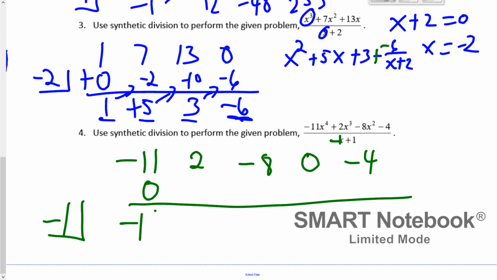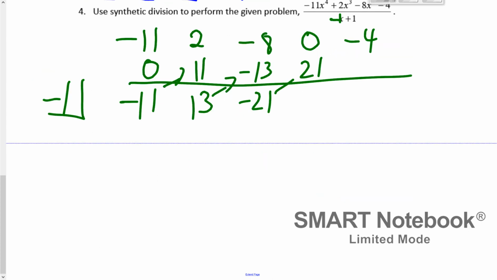Add the first one, get negative 11. Negative 11 times negative 1 is a positive 11. Plus 2 is 13. 13 times negative 1 is negative 13. So we get negative 21. Negative 21 times negative 1 is a positive 21. And then we add to 0, we get 21. 21 times negative 1 is negative 21. Plus negative 4 is negative 25. So we write our coefficients.